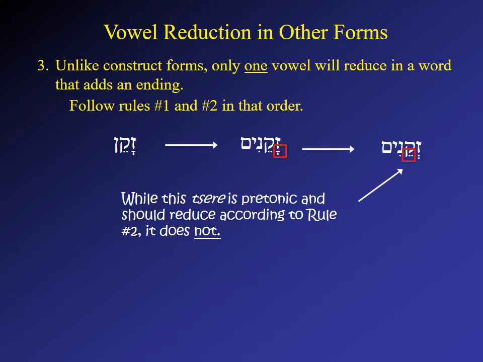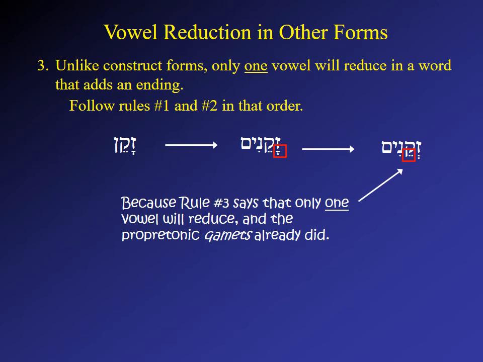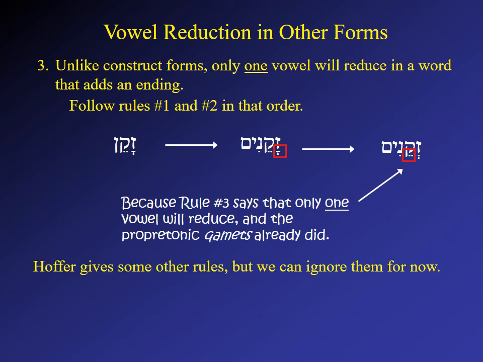So according to that rule, it could reduce, but it does not, because rule 3 tells us that only one vowel will reduce, and we already reduced the propretonic kametz. So follow rule 1. If you reduce something, you're finished. If you don't reduce anything, then follow rule 2, and then you're finished.